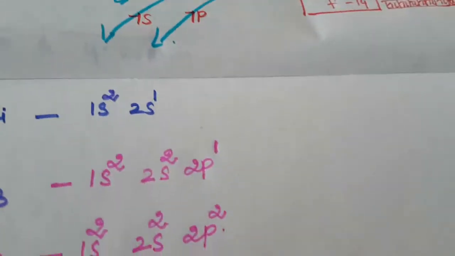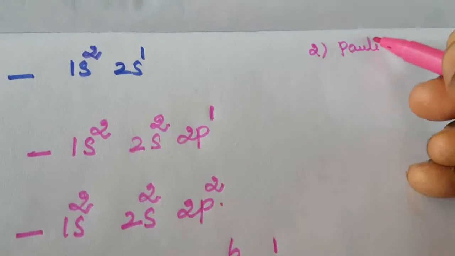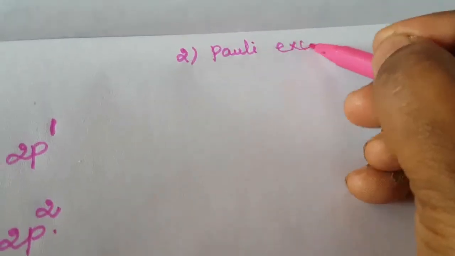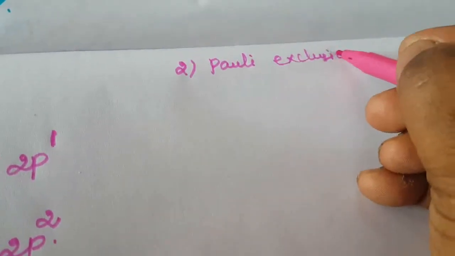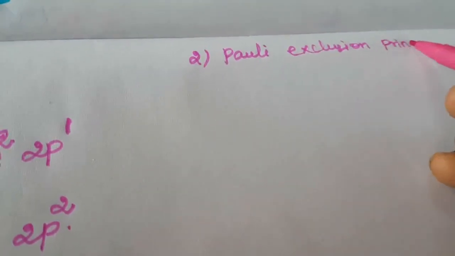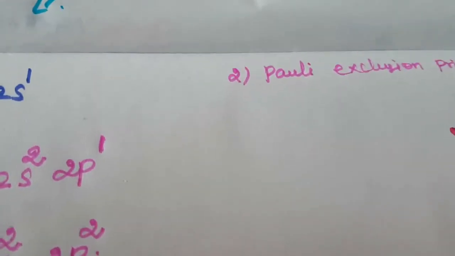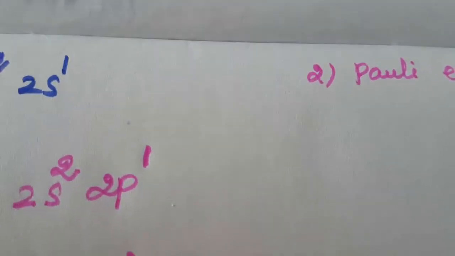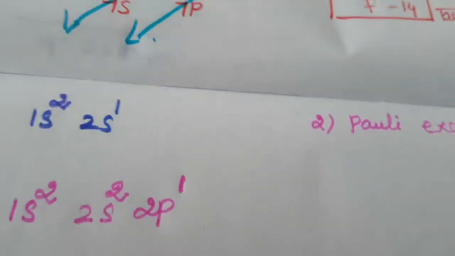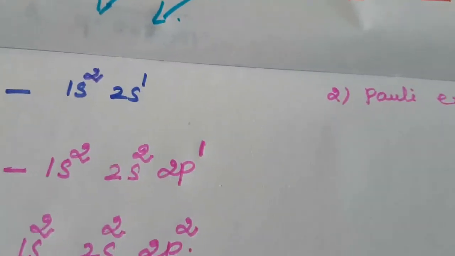This is the first principle. What is the second principle? That is the Pauli exclusion principle. No two electrons in an atom can have all four quantum numbers equal. That is, no two electrons can have the same values of all four quantum numbers. What is the meaning of that? The four quantum number values are not the same.